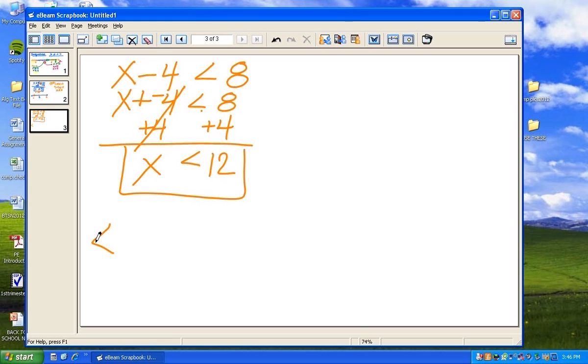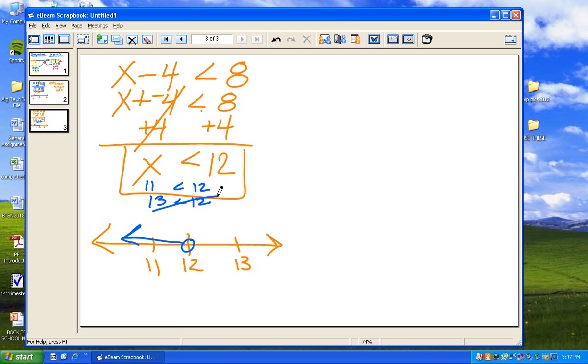But I have to graph it. So I have a 12. I'm going to choose some numbers on either side of it, 13 and 11. Okay, and now I'm going to say, all right, I have to graph it, but there's no equal to. So therefore, I have to have an open circle. And now I have to shade in one direction or the other. So which number is less than 12? So if I plug 11 in here, is 11 less than 12? Yes, it is. So I shade in this direction. But I want to check my 13 just in case. So is 13 less than 12? No, it's not. So I'm not shading.